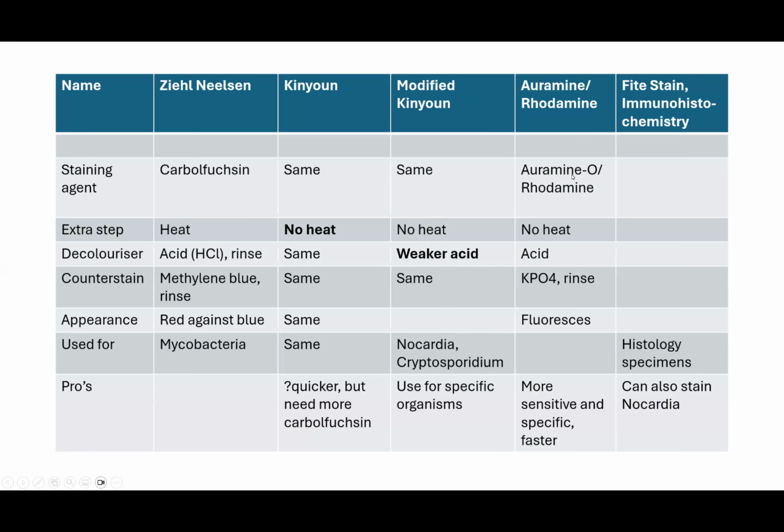Okay, so then the auramine, our fluorescent stain, uses auramine O or rhodamine. No heat is needed. Also decolorize with an acid, hence acid fast. It's still an acid-fast test. And then the counterstain is potassium permanganate. Oh, please forgive me, it's not KPO4, I was just taking a shortcut. That's potassium phosphate. It's potassium permanganate. Rinse it off and then look under the microscope, and it fluoresces. Apparently this is more sensitive and specific, and also because these organisms tend to shine up nice and bright, it takes less time in the lab. So it is a faster test.